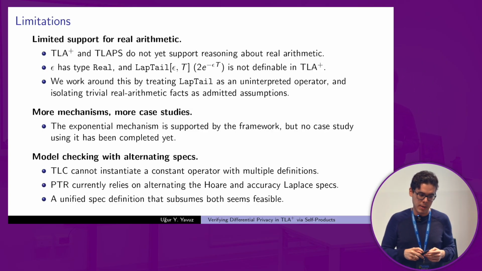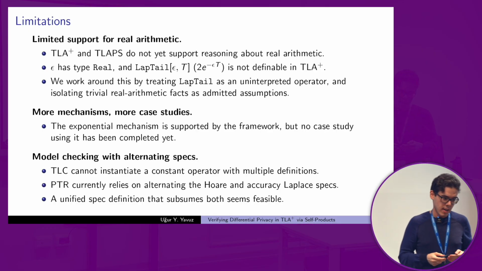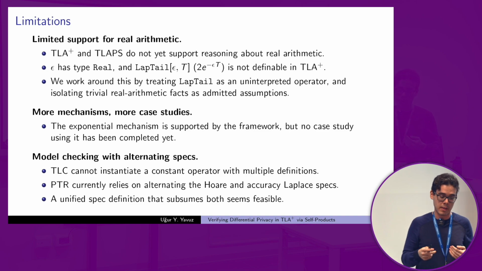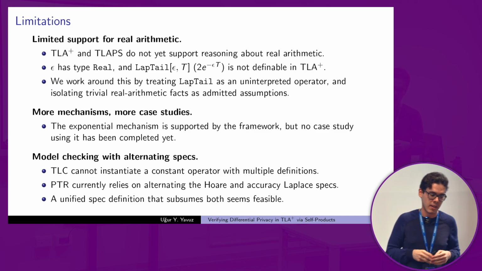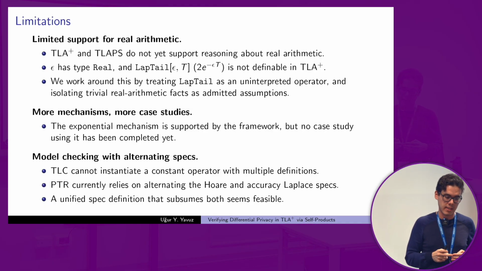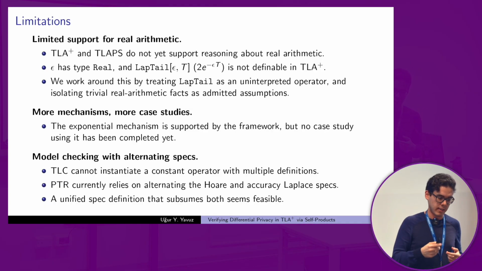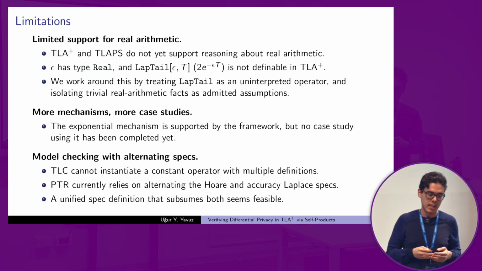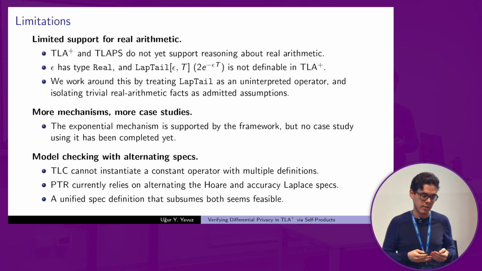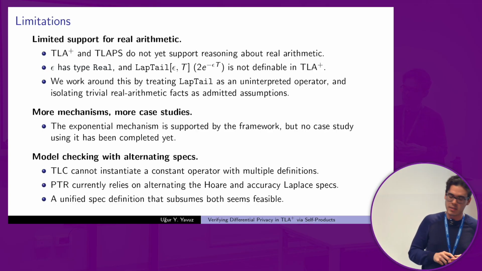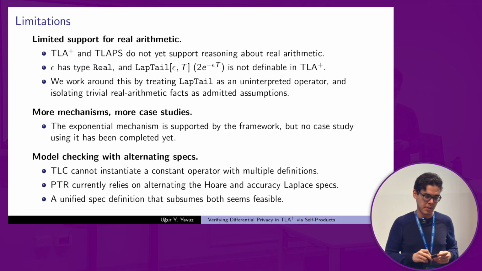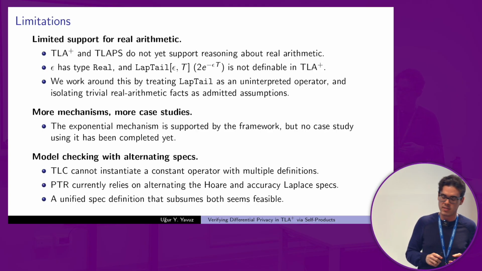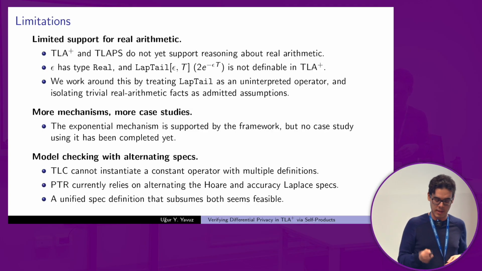And the last one is about model checking with alternating specifications. In TLC, the model checker, you cannot instantiate a constant operator with multiple possible definitions and then do parallel runs on that. Whereas PTR, our second case study, relies on alternating the Hoare and the accuracy specifications of the Laplace mechanism at different points in the proof. That's fine because in TLAPS we can simply resort to different assumptions in different parts of the proof. But it is a roadblock in model checking the specification. It seems like a unified spec definition that subsumes both definitions is feasible, but we haven't fully explored this yet and not implemented it.